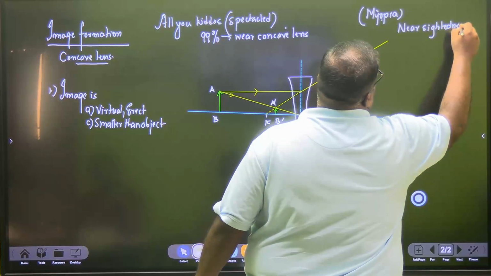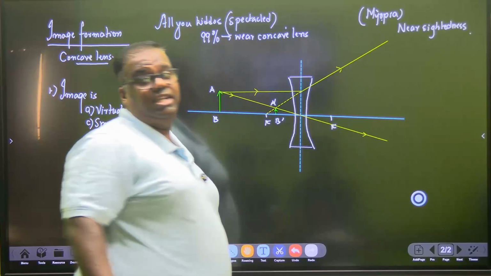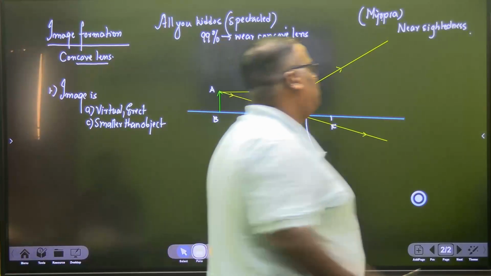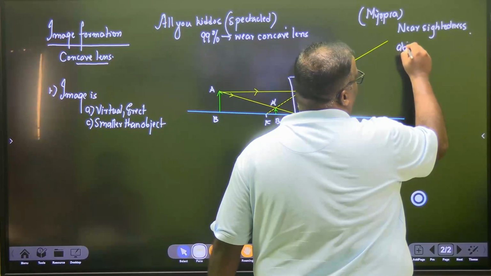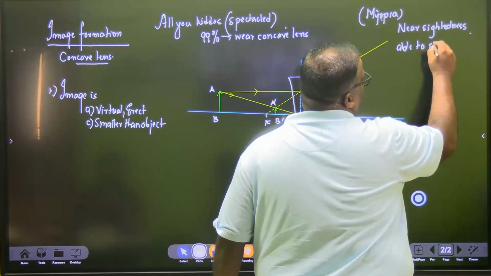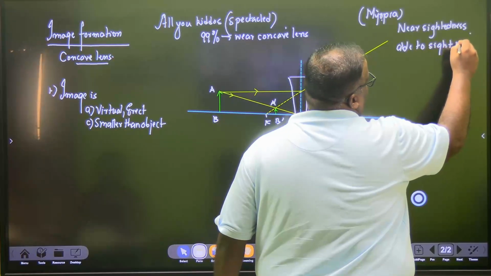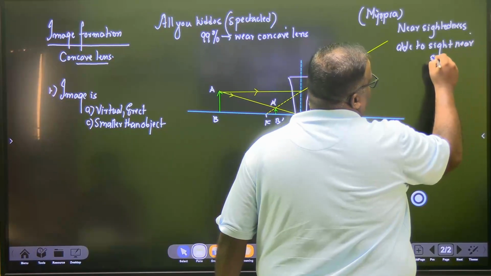Nearsightedness. What does this mean? You are able to sight the near. You are able to sight near, and sight near means see near.